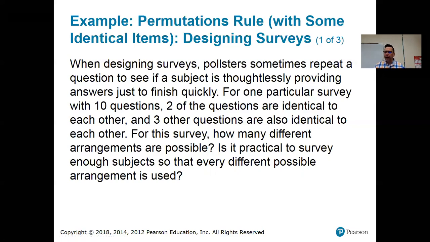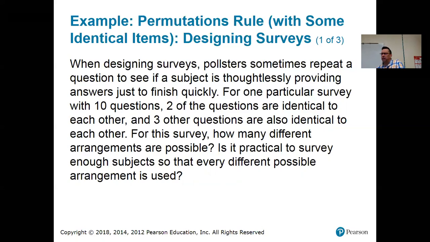For this survey with 10 questions, but 2 of them are identical to each other, and then another 3 are also identical, how many different arrangements are possible? And then their follow-up question this time is, is it practical to survey enough subjects so that every different possible arrangement is used? Okay. So they're asking how many ways are there to put the questions in order?